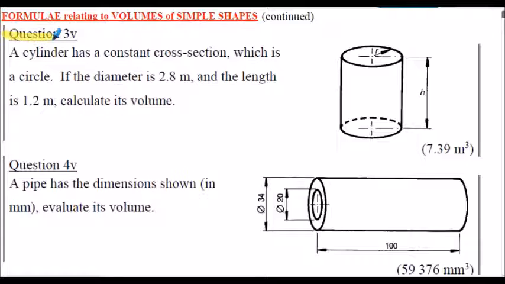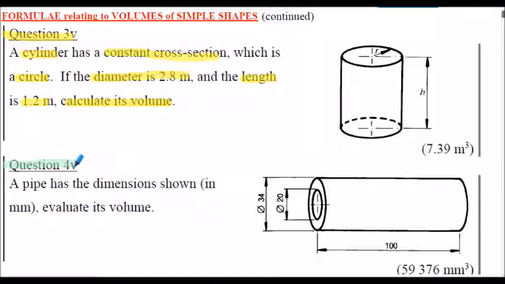Question 3v. A cylinder has a constant cross-section which is of a circle. The diameter is 2.8 meters and the length or the height is 1.2 meters. We've got to calculate the volume of this cylinder. Diagrammatic is shown on the right hand side here.